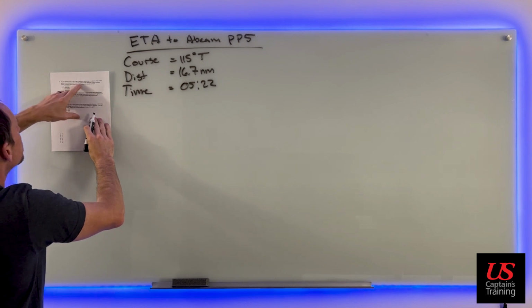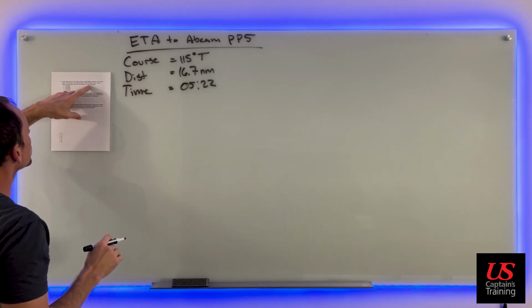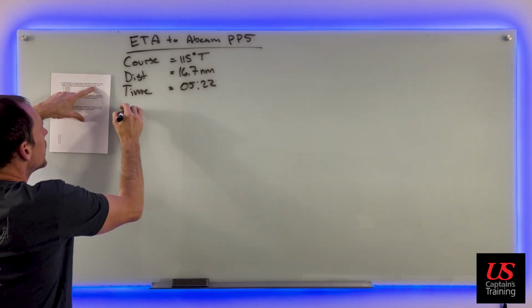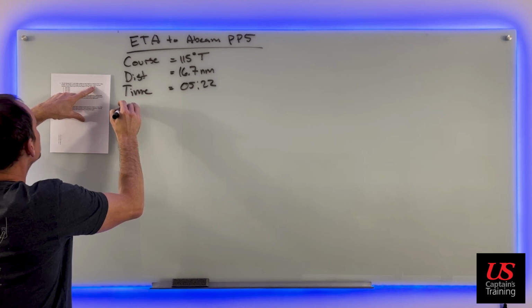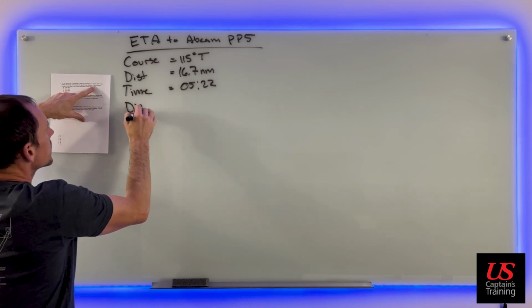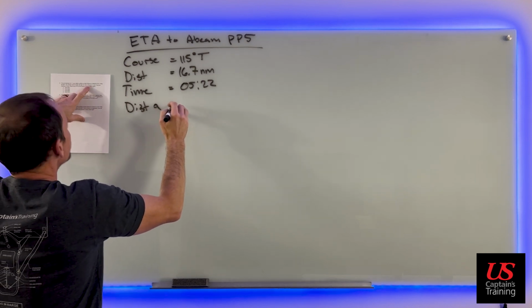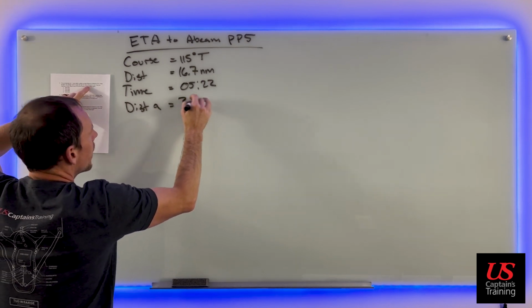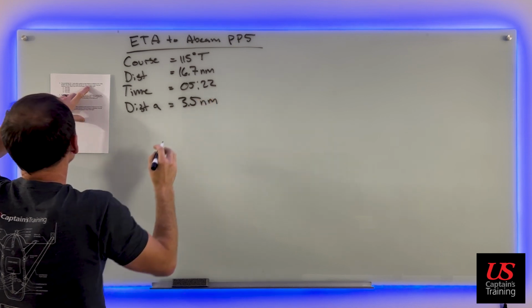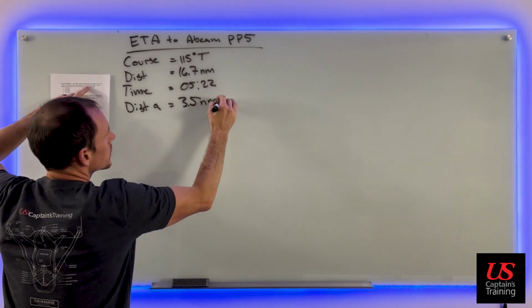You change course to pass the light 3.5 miles off Abeam to port. It gave us our second distance, our distance Abeam, which is 3.5 nautical miles to port. Told us they're at port.